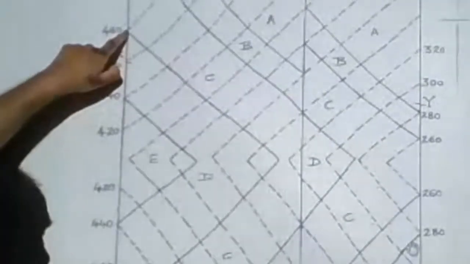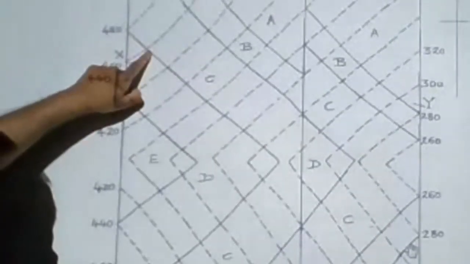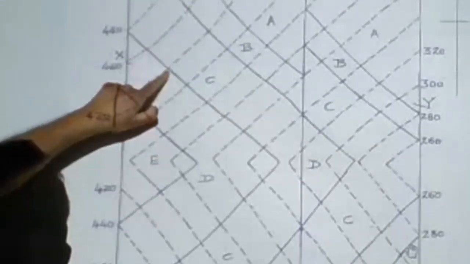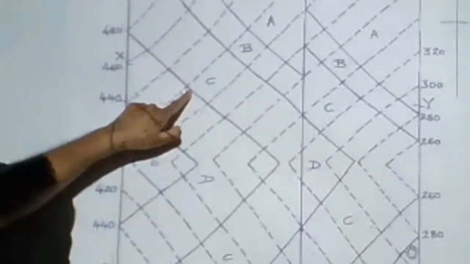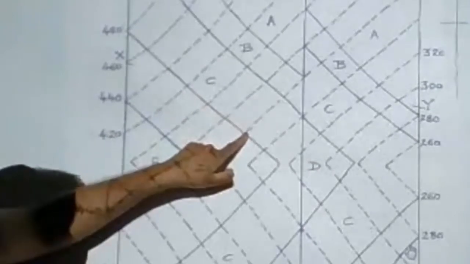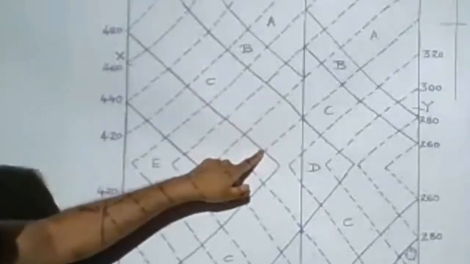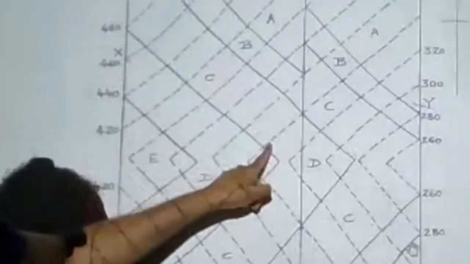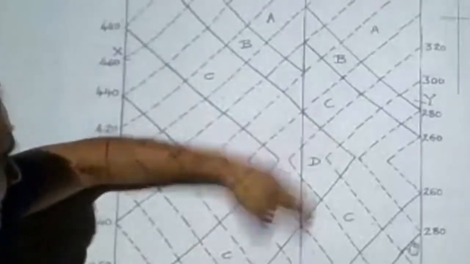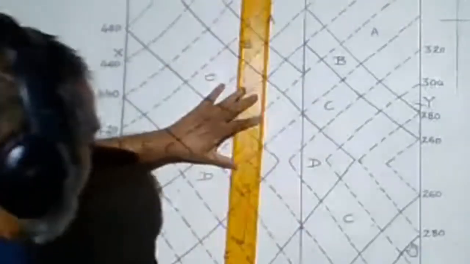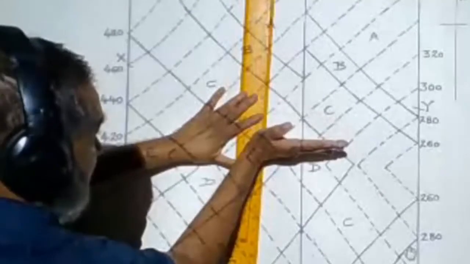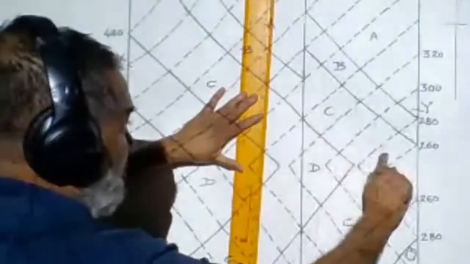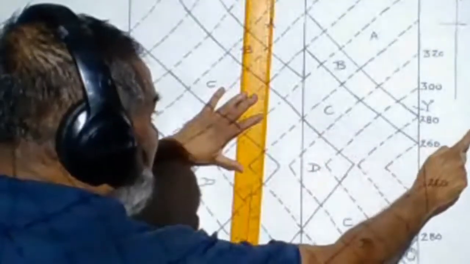I start from here, 480, next contour, what's 460, 440, 420, 400, 380, 360 and 340. So it goes on decreasing. That means perpendicular to the strike, this is your strike, and perpendicular to the strike we have to make a perpendicular. This is your true dip direction, that is towards the east.